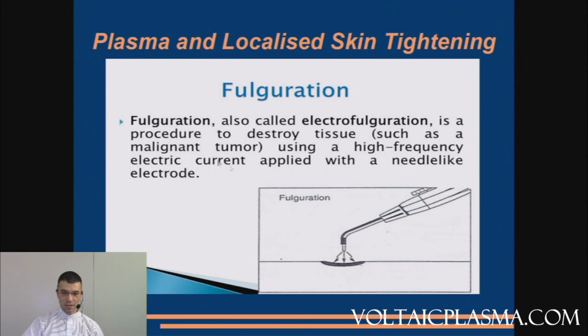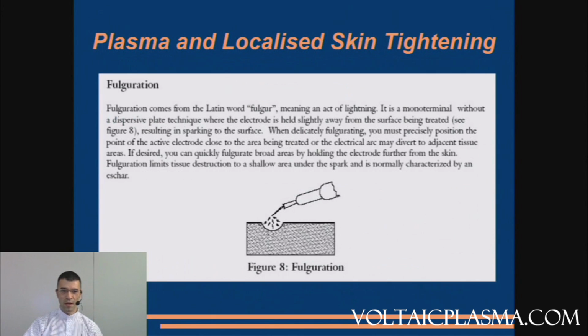So the fulguration technique has been used in dermatology for several years before, and is also referred to as electrocoagulation, because the same physics applied in different ways can lead to different applications in dermatology, in aesthetics, in surgery, for example. Electrical arcing has been used for electrocoagulation and so on. So it's the same physical phenomenon that we're talking about, but the applications are different.